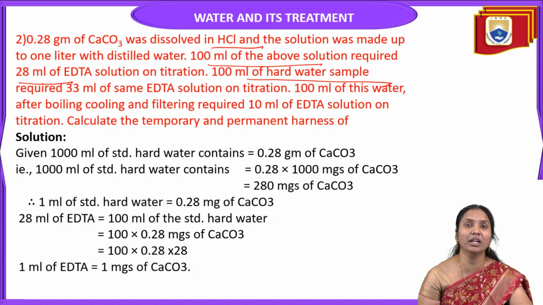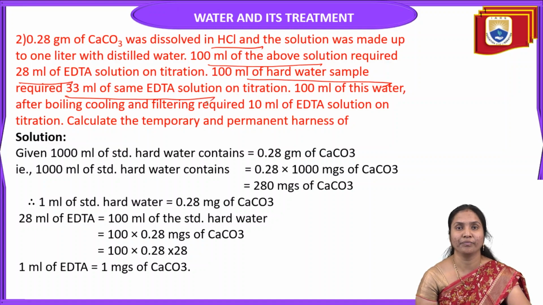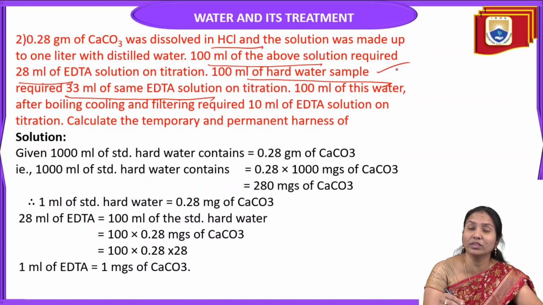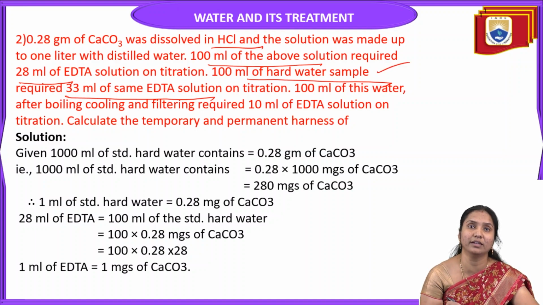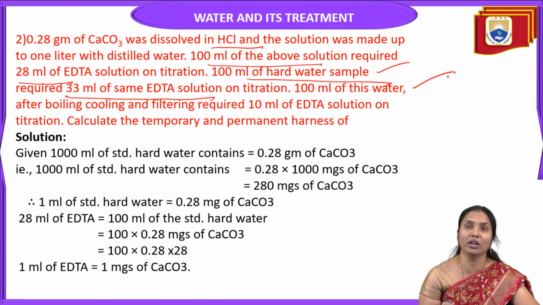In the second case, 100 ml of hard water sample required 33 ml of the same EDTA solution. In the second case, we remove the temporary hardness causing ions. So 100 ml of boiled water sample requires 33 ml of the same EDTA solution on titration. In the third step, we determine the permanent hardness of water, that means we remove the temporary hardness. Here 100 ml of this water after boiling, cooling and filtering required 10 ml of EDTA solution.